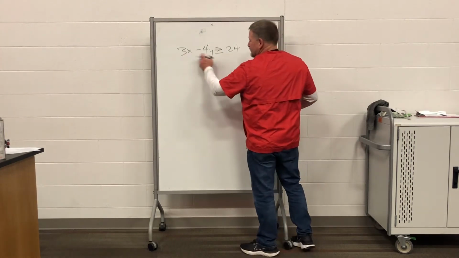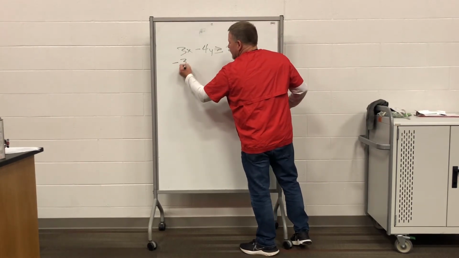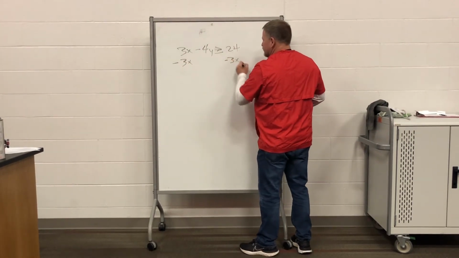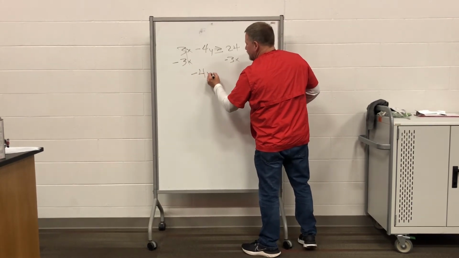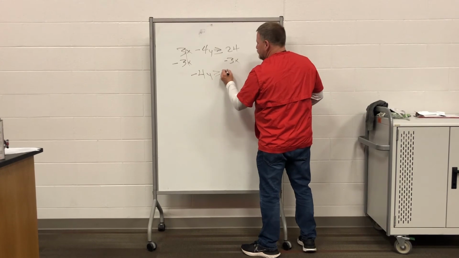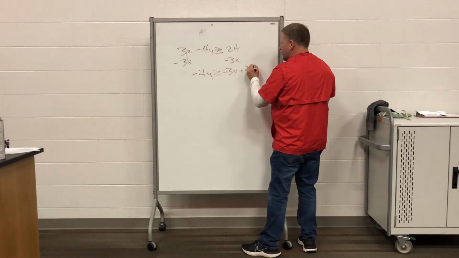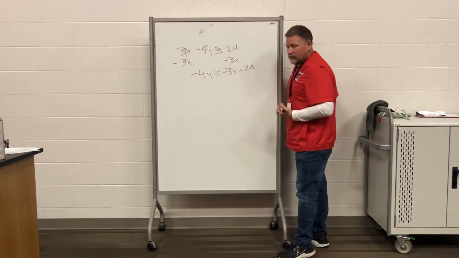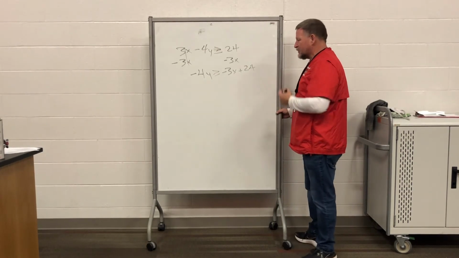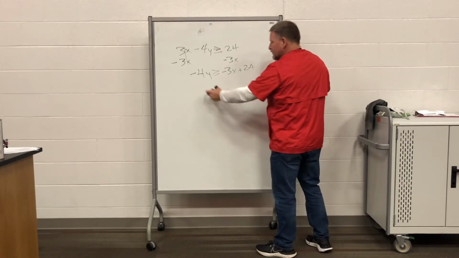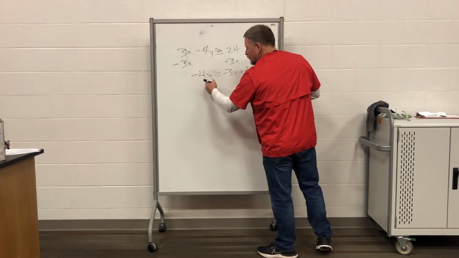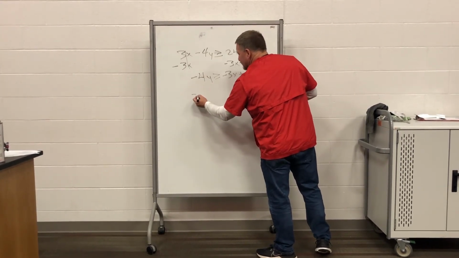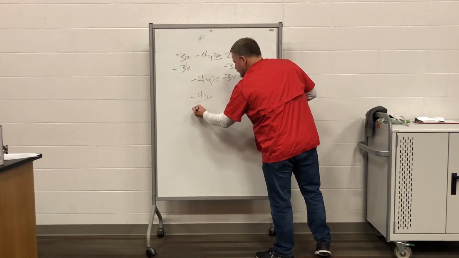3x on the same side as the y. I need to get rid of that. Opposite operation is minus 3x. These cancel out, go to 0. I got negative 4y is greater than or equal to negative 3x plus 24. I cannot combine these two, so I just rewrite them on the same side of the inequality sign. So now I've got to get rid of that y, or excuse me, get rid of the negative 4. It's negative 4 times y. Got to divide, because that's the inverse operation.